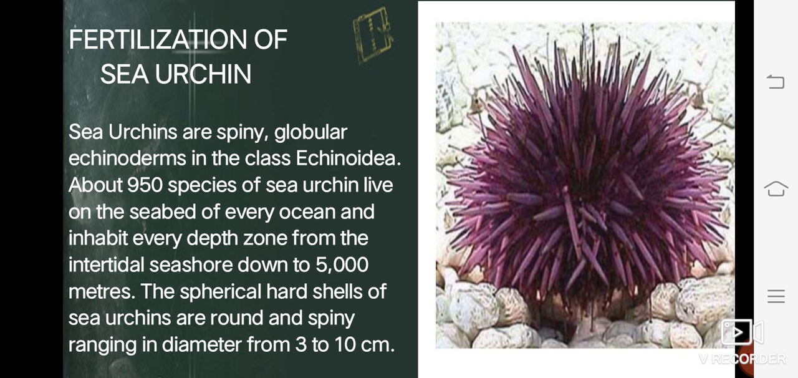Fertilization of sea urchin. Sea urchins are spiny globular echinoderms in the class Echinoidea. About 950 species of sea urchin live on the seabed of every ocean and inhabit every depth zone from the intertidal seashore down to 5,000 meters. The spherical hard shell of sea urchins is round and spiny, ranging in diameter from 3 to 10 centimeters.